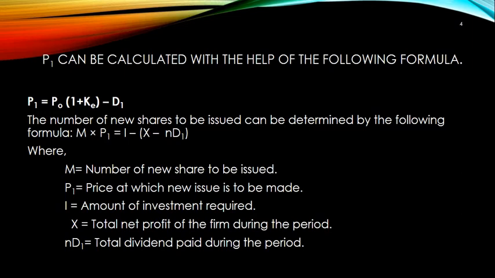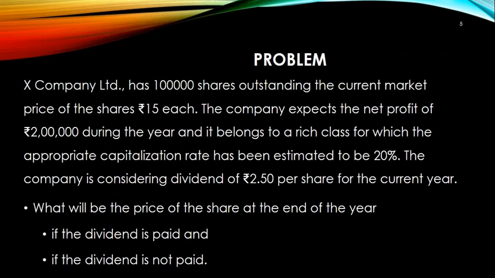P1 means price at which new issue is to be made. I means amount of investment required, and X means total net profit of the firm during the period, and ND1 means total dividend paid during the period.